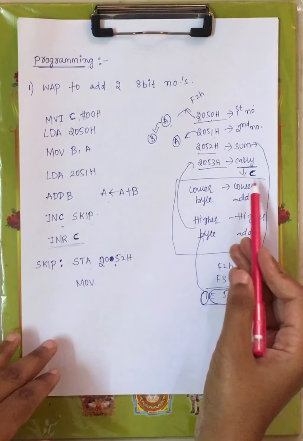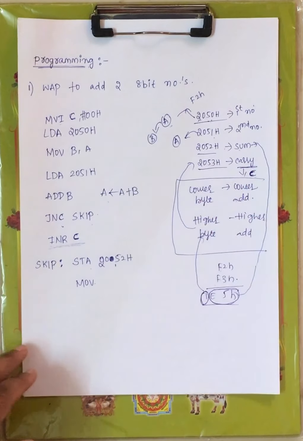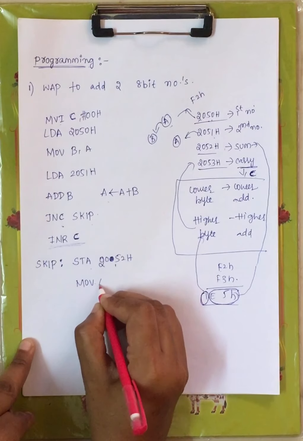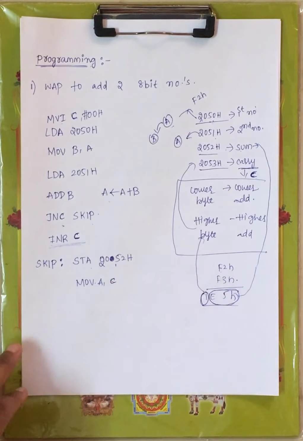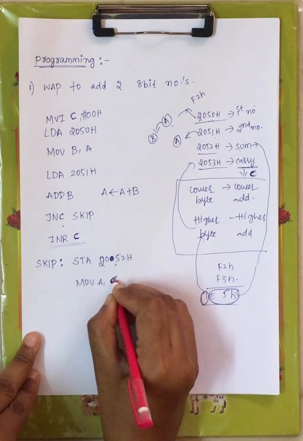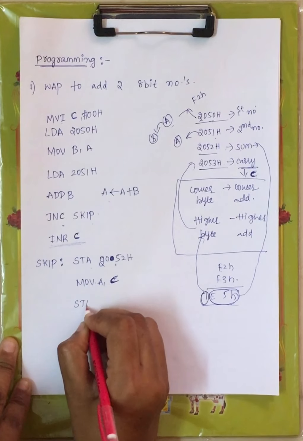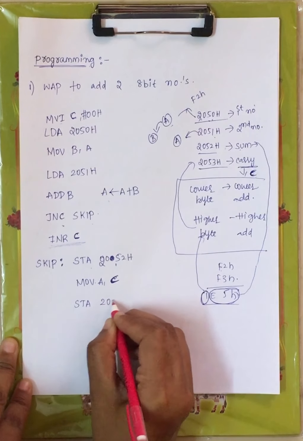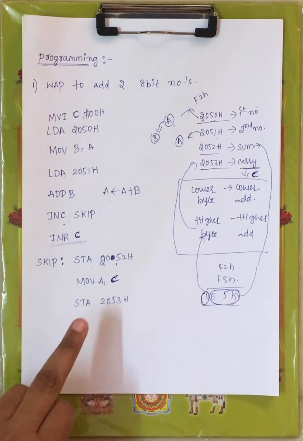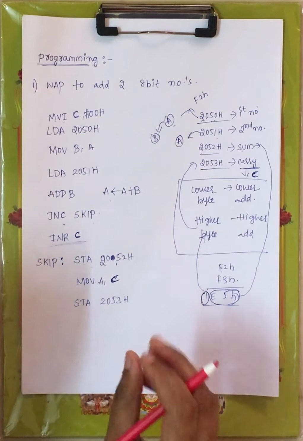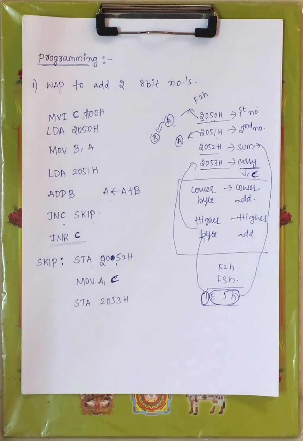What is the last step? We have to store the carry in the memory location 2053H. In order to store the carry, first the contents of C have to be moved to the A register. Next, STA 2053H, that means contents of A are moved to the memory location 2053H. Just the reverse operation. Now the actual scenario has been completed.